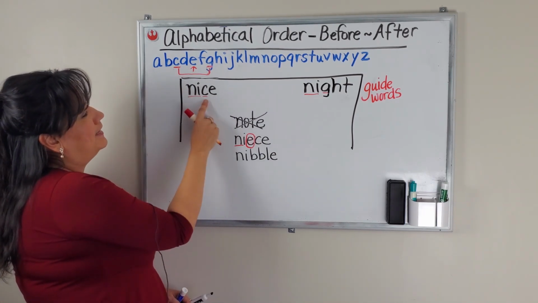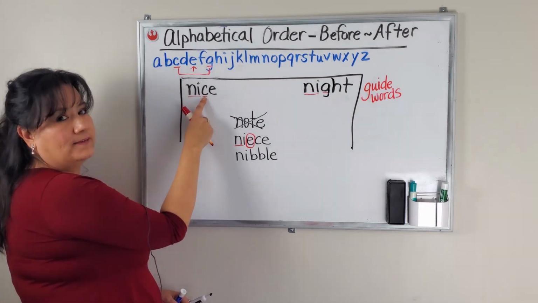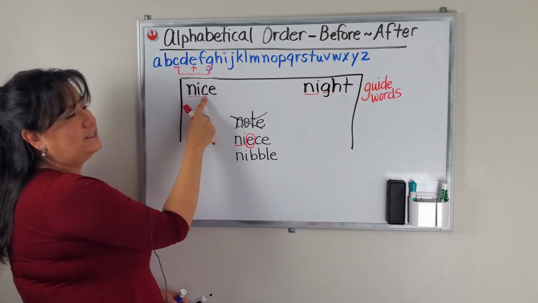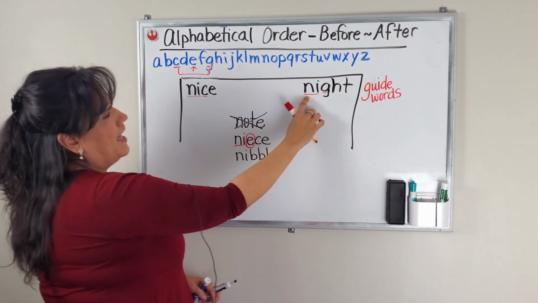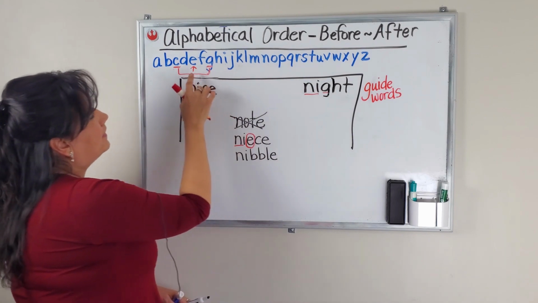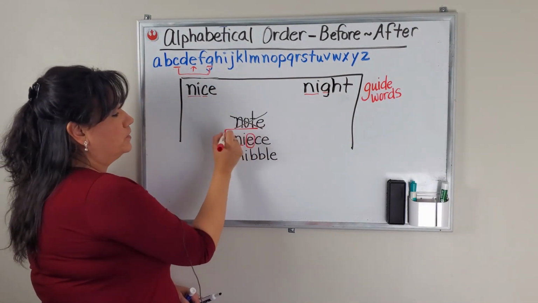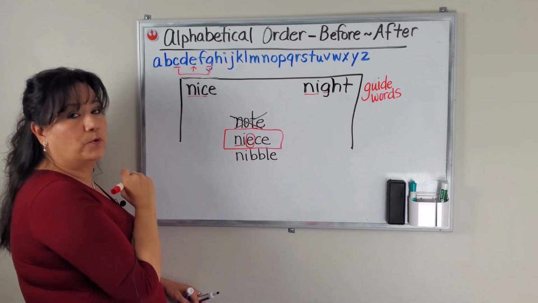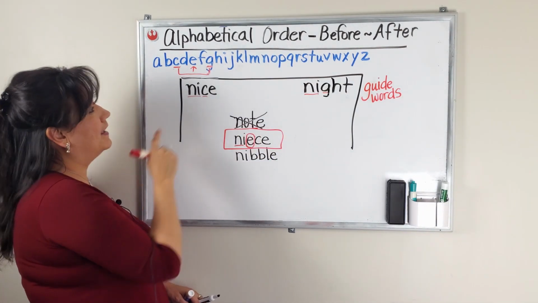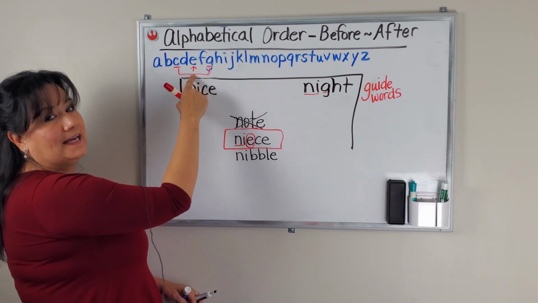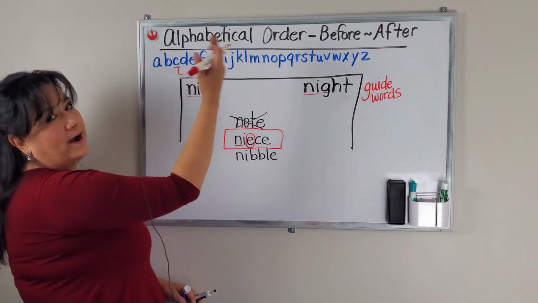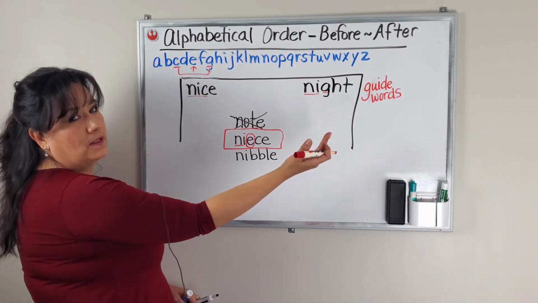Right in between the words that have N-I-C as the third letter and N-I-G as the third letter. And it's found right in the middle. So that tells me that this word would be found somewhere on this page. Okay, that shows me exactly. If it's found before or after, it does not belong on this page.